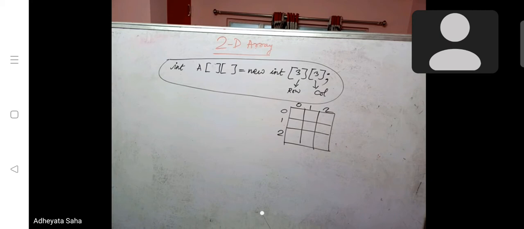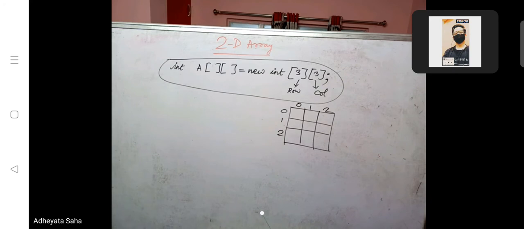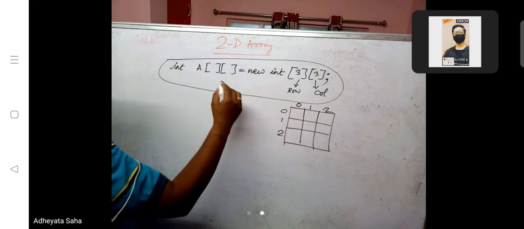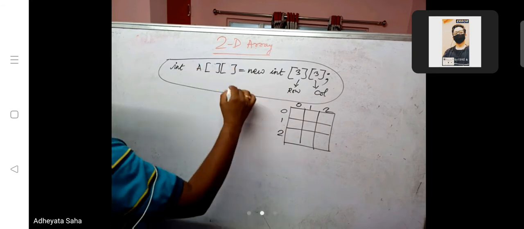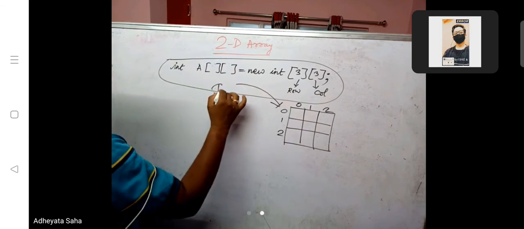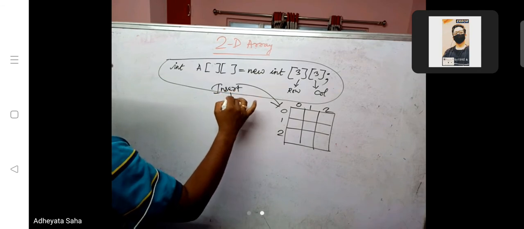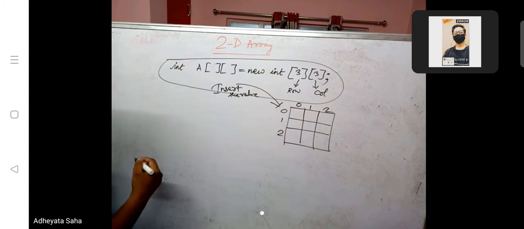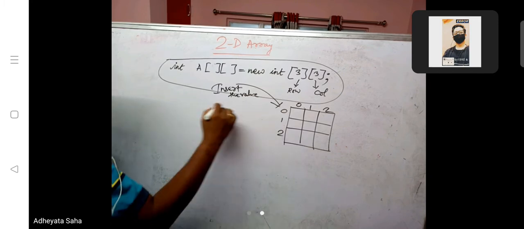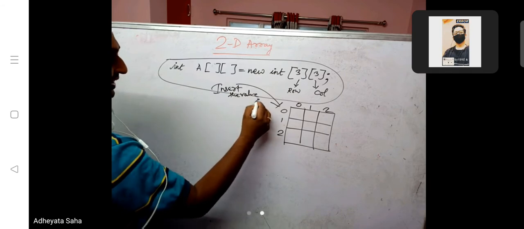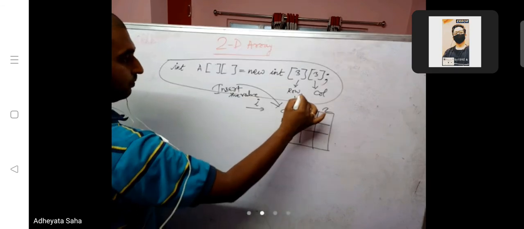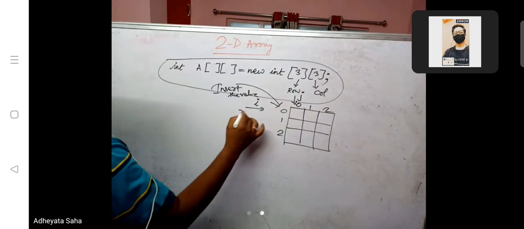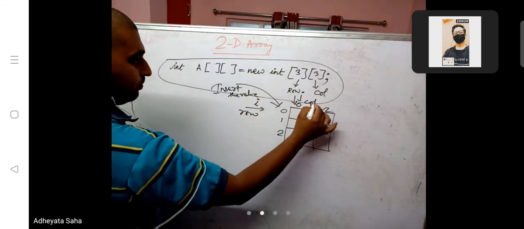Any doubt? Is it a matrix? Yes, of course. A two-dimensional array is a matrix only. Now after creating it, if I want to insert values in this array, how to insert? We have to run two loops, one with i for the row and j for the column.